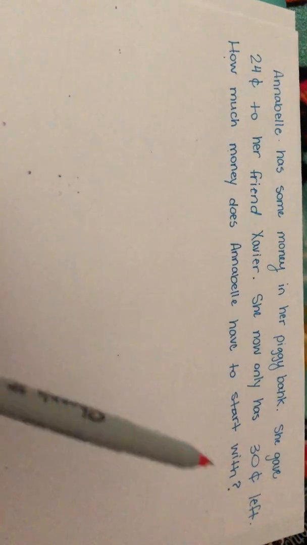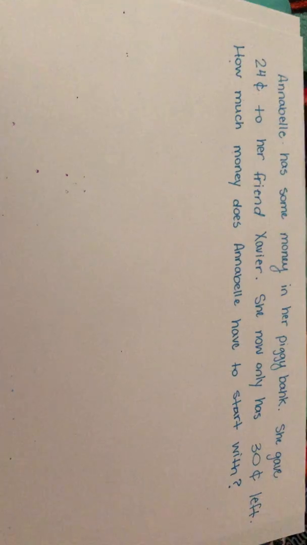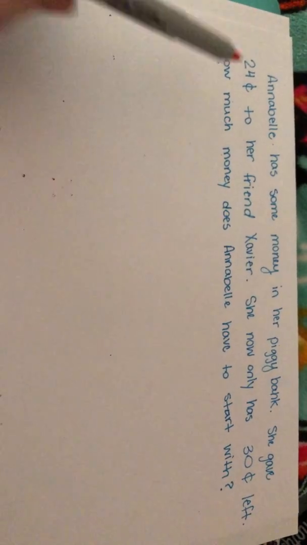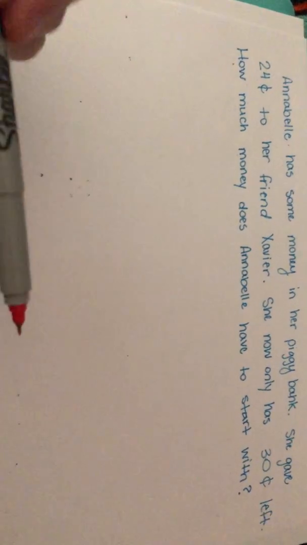So if that happens to your child, go ahead and let them do the subtraction problem. They'll get the answer of 6, and you can look at them and say, can you start with 6 cents and then give away 24 cents and still have 30 left? And hopefully that'll get their brain wheels turning to say, oh yeah, that doesn't make sense, and they'll go back and they'll fix it.